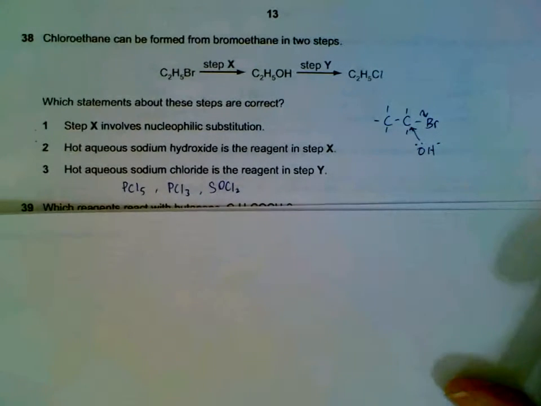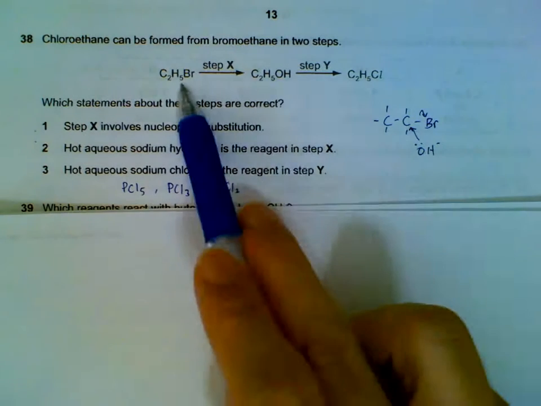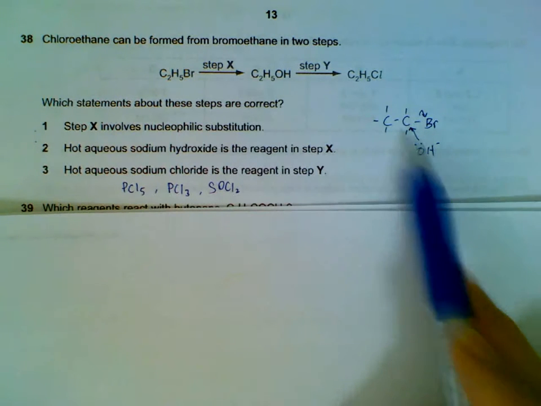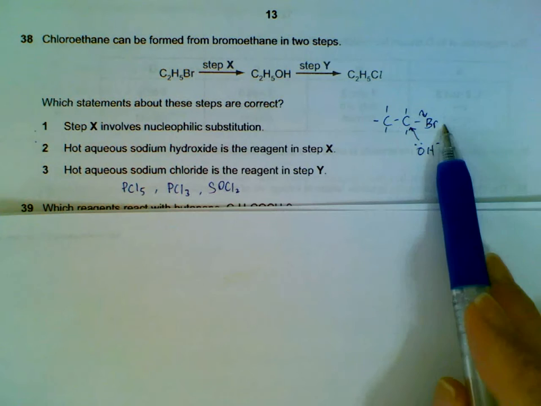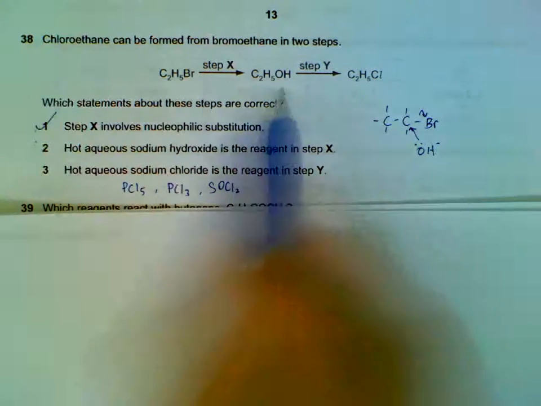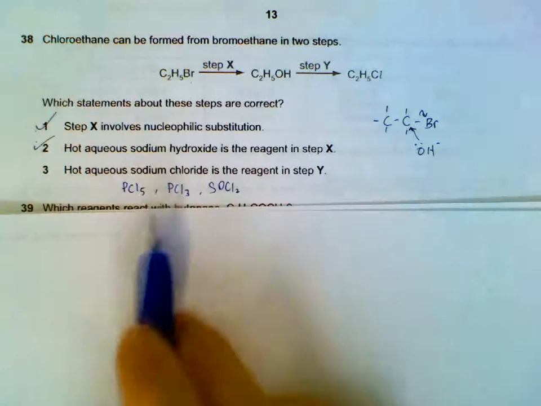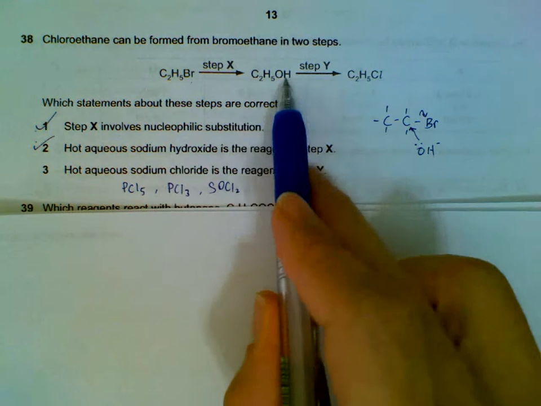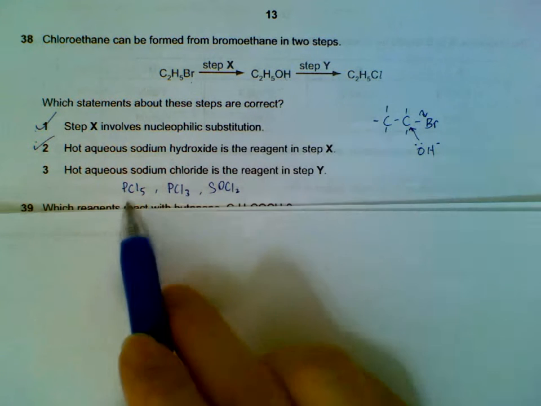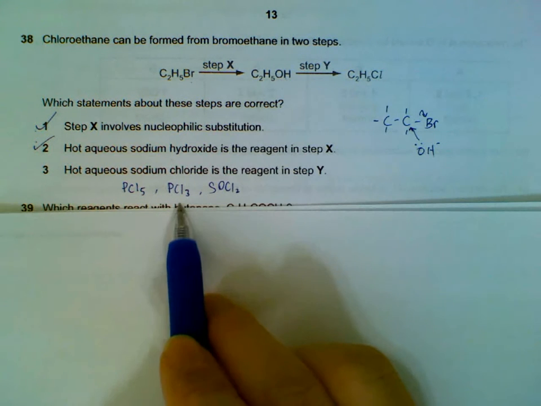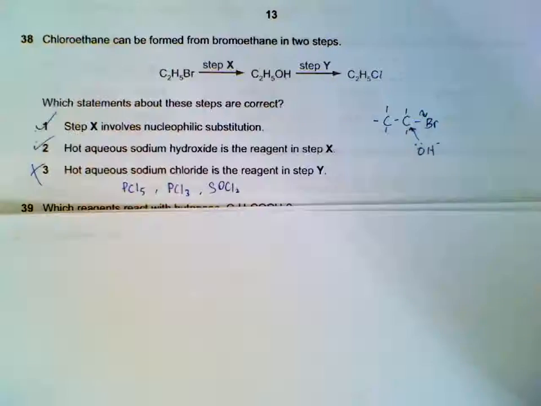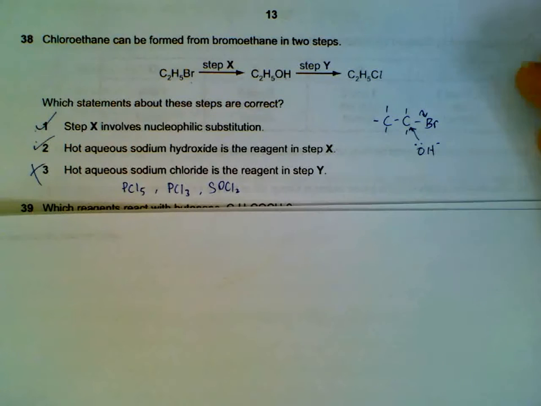(38) First step is your nucleophilic substitution. Nucleophile OH replaces your Br. We can carry out using heating with sodium hydroxide. And then finally, if you want to replace OH with Cl, we can use PCl5, PCl3, or SOCl2. Okay. Not sodium chloride.